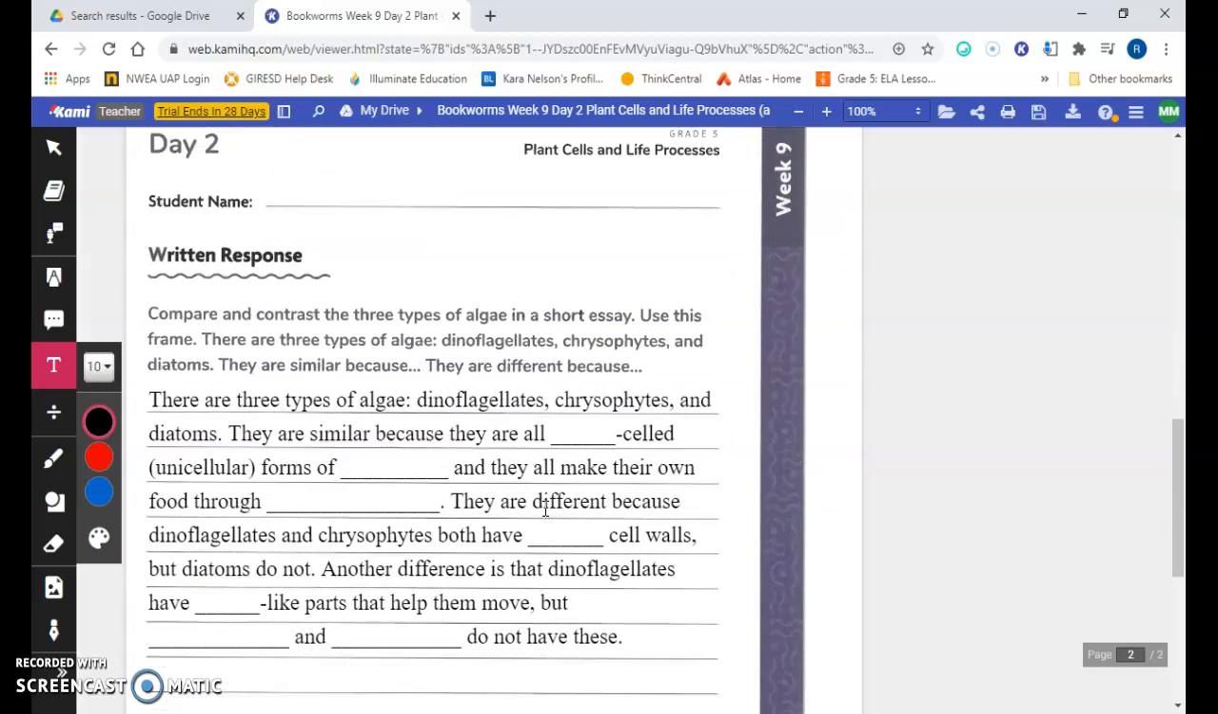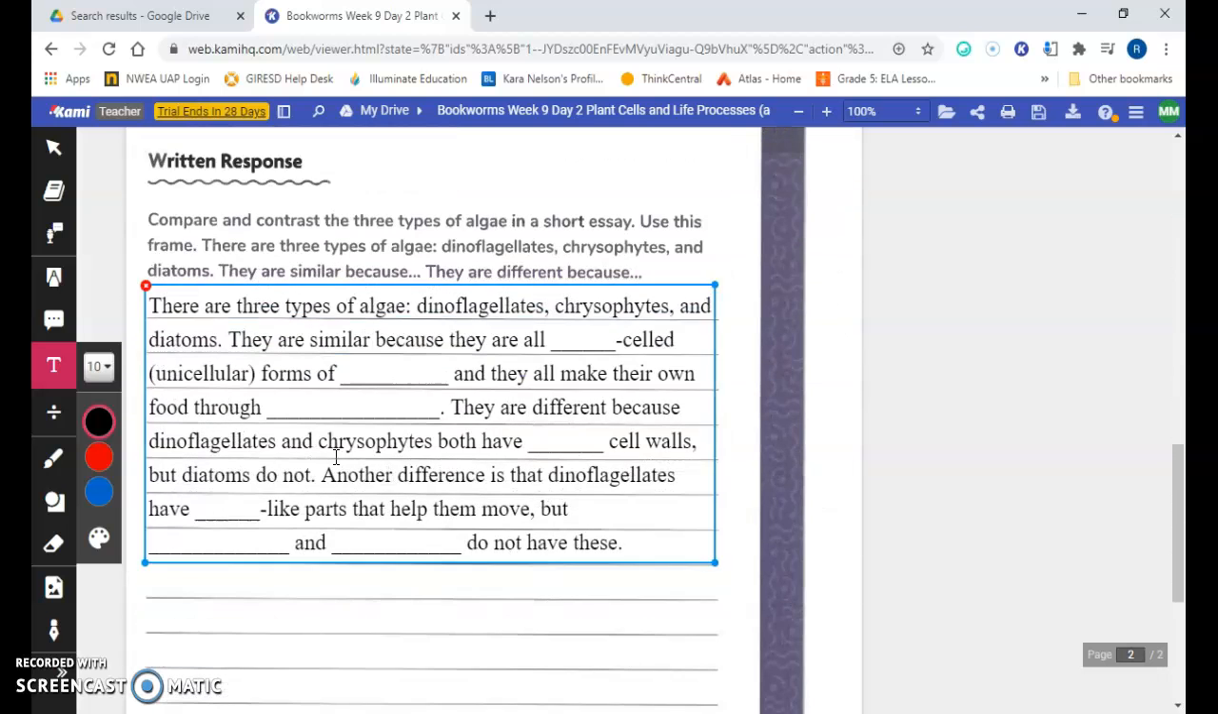Let's look at day 2. If you notice, I've helped you out here. It wanted us to compare and contrast the 3 types of algae in a short essay using this frame that they gave us, and I went ahead and gave you most of what you need. All you'll need to do on here is fill in the blanks from the reading. Looks like there's 1, 2, 3, 4, 5, 6, 7 spots to fill in, and then you'll be done.